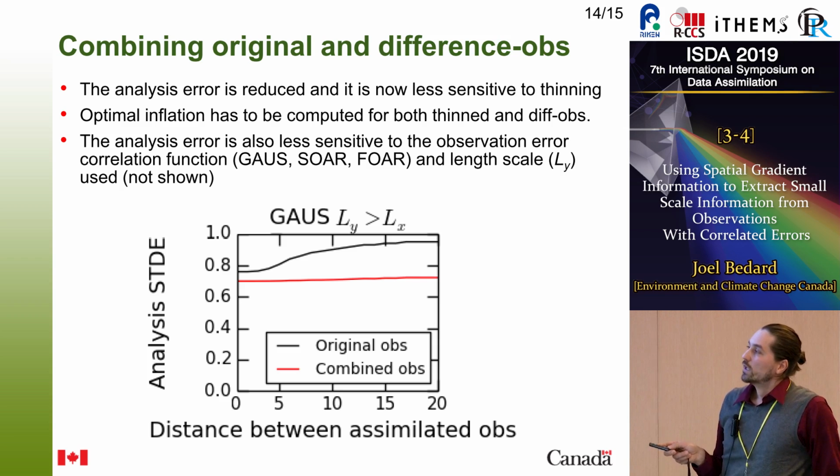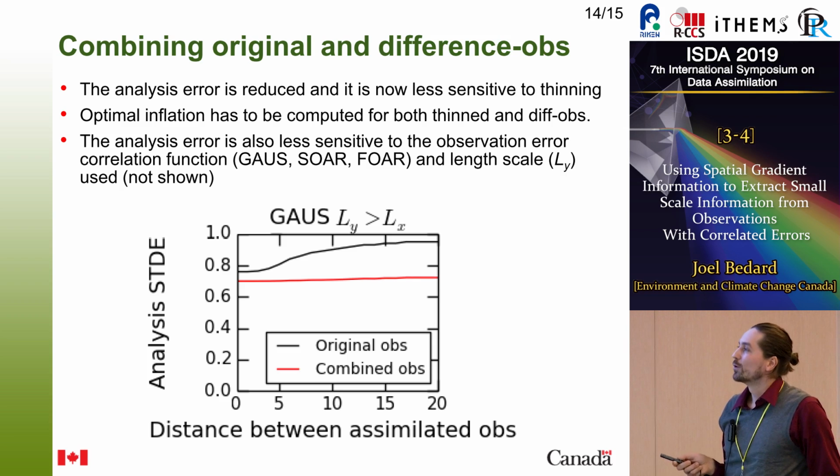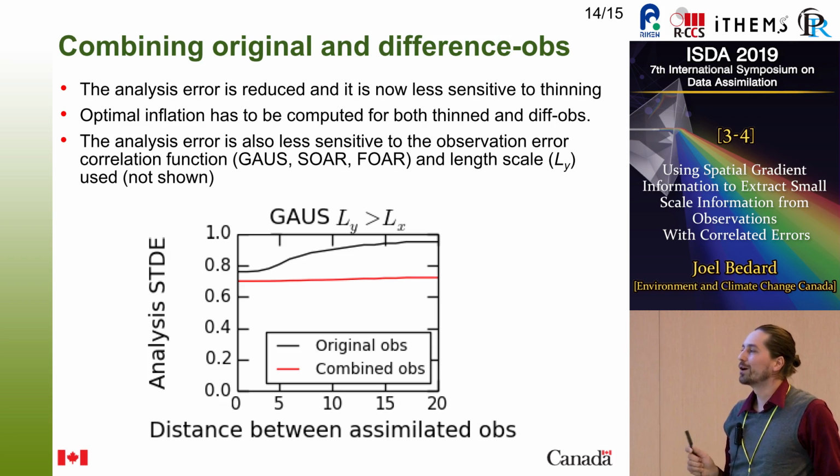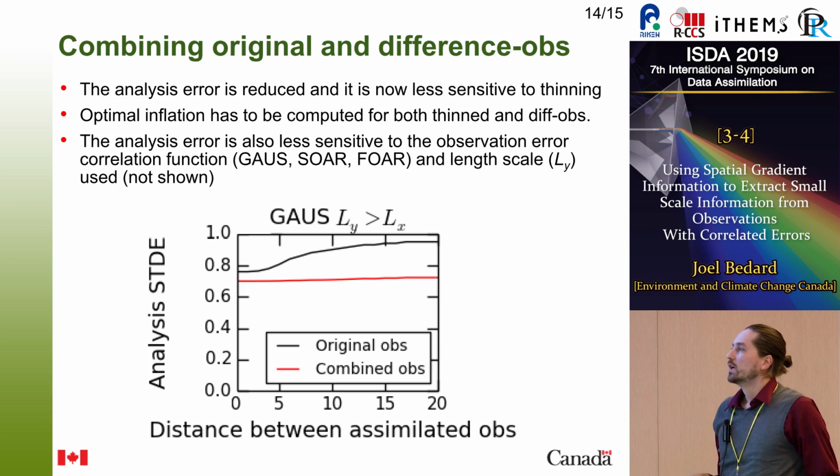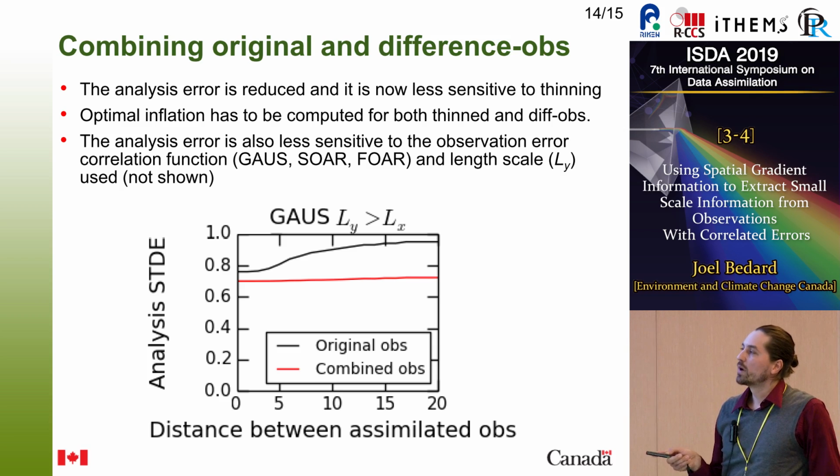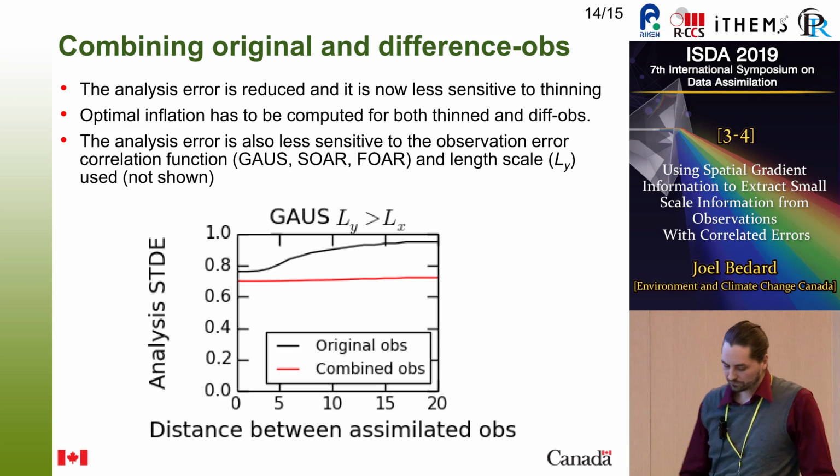First, there is an overall difference. We see that the combined approach provides a much smaller analysis error, so we're improving the analyses. But we also see that it's much less sensitive to the amount of thinning we're performing. It can sometimes be hard to find the right amount of thinning in our system, but using the combined approach, we don't care much because it's not sensitive anymore.